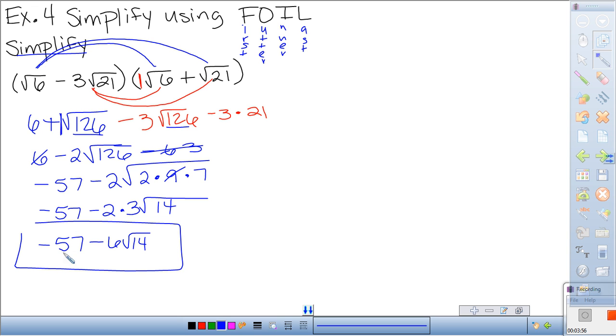Woo! I know that was a lot of steps. It may have seemed a little confusing. Don't worry, we'll do another one. But I do want to look over this really quick.